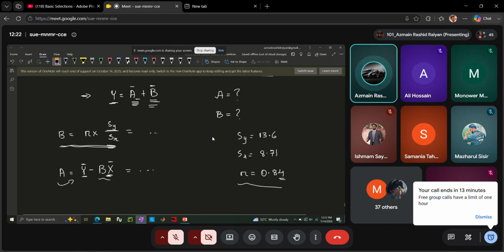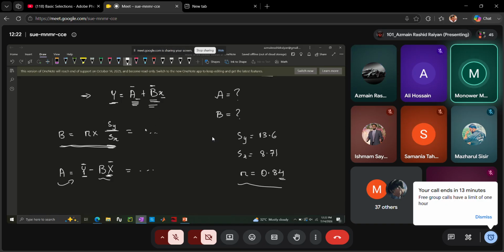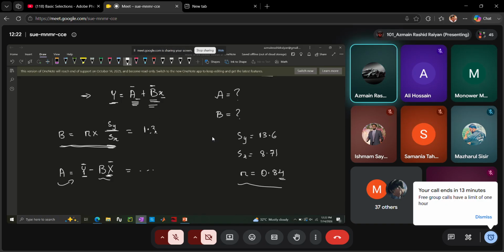I think I made a mistake while writing the general equation. It should be a plus bx. 1.31. Okay, I have made a slight correction: the equation should look like this, y equals a plus bx. Here b is the multiple or the slope, and a is basically the intercept on the y-axis. So please make this correction. My b value is 1.31.